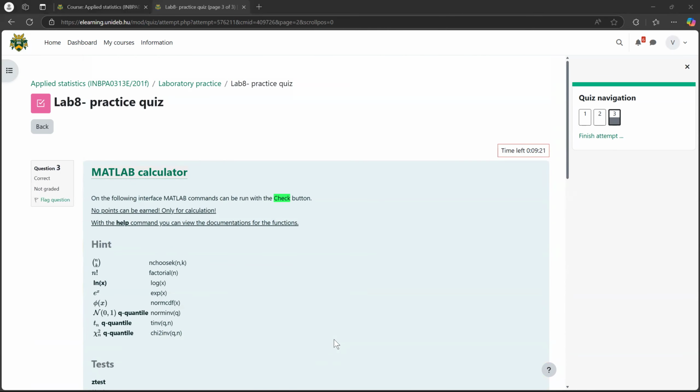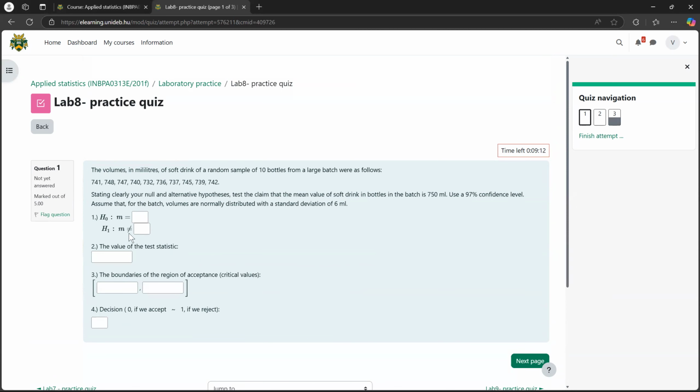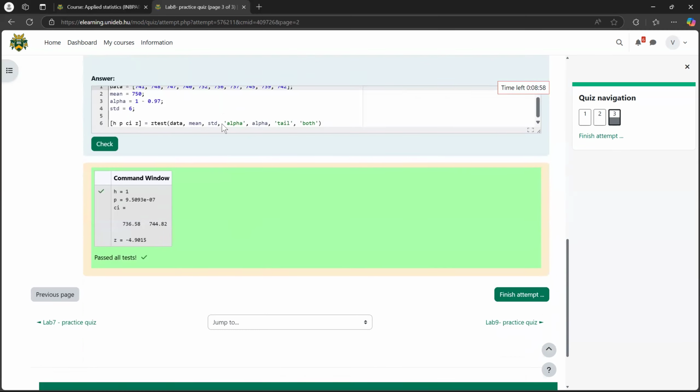User is asking, could you explain again when we have to use left tail, right tail, or both? If it is less than, then left tail. If it is more than, then right tail. If it is like this, where it says it's either equal to or not equal to, then we use both tails. So in this case, we are using both.